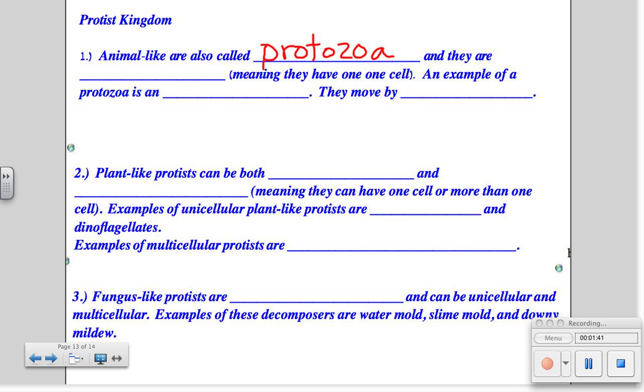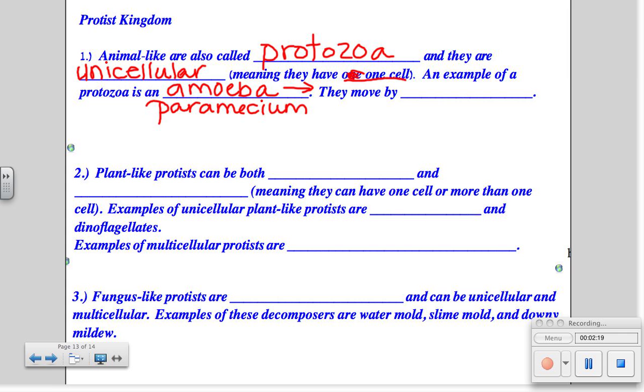And protozoa are what's called unicellular, which means they have 1 cell. Okay. An example of a protozoa is an amoeba. We saw pictures of these guys in class. Another one would be a paramecium, which we will be looking at under the scope here within the next couple of weeks.